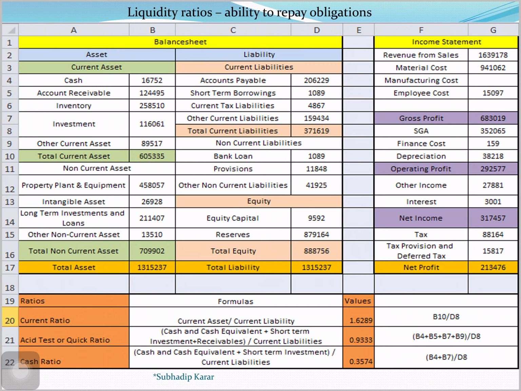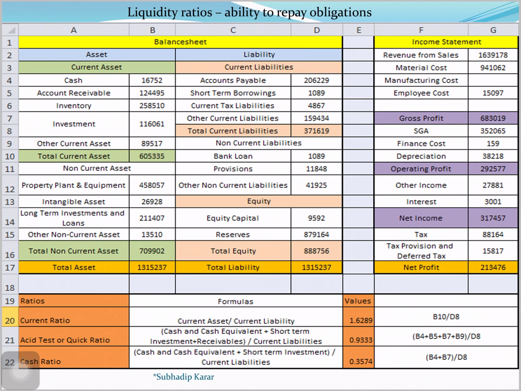Liquidity ratios. Liquidity ratios are financial ratios that measure the company's ability to pay its liabilities, which can be short-term or long-term obligations. Some of the common liquidity ratios are the current ratio, acid test ratio, cash ratio, defensive interval ratio, and operating cash flow ratio, etc.